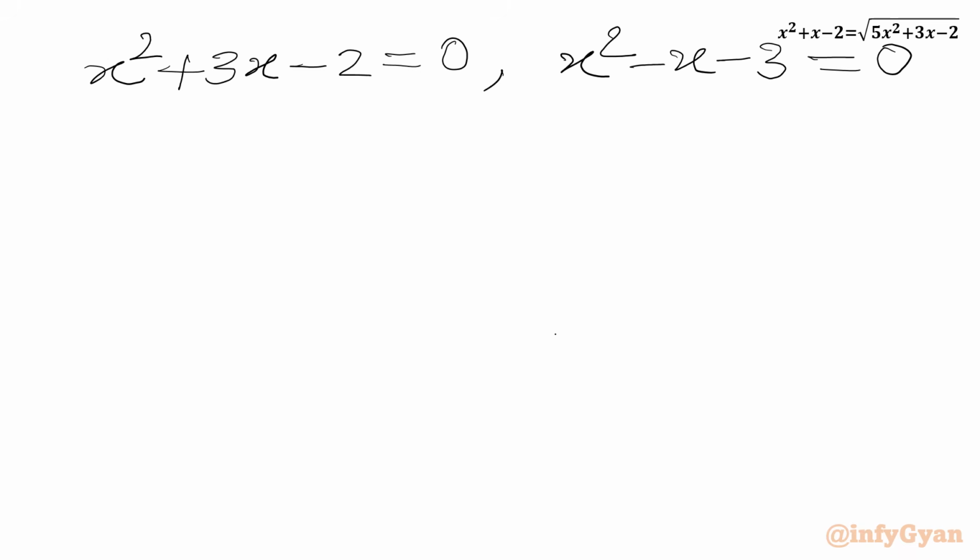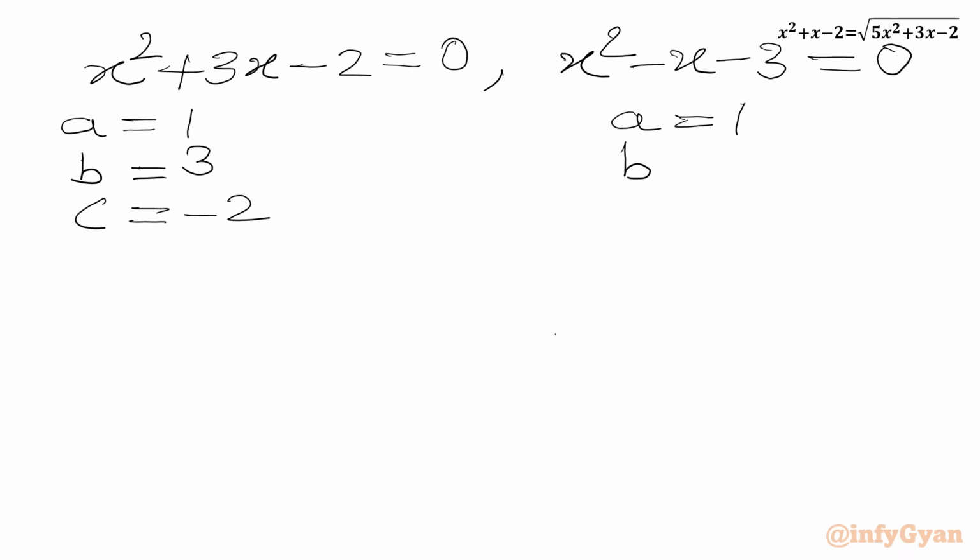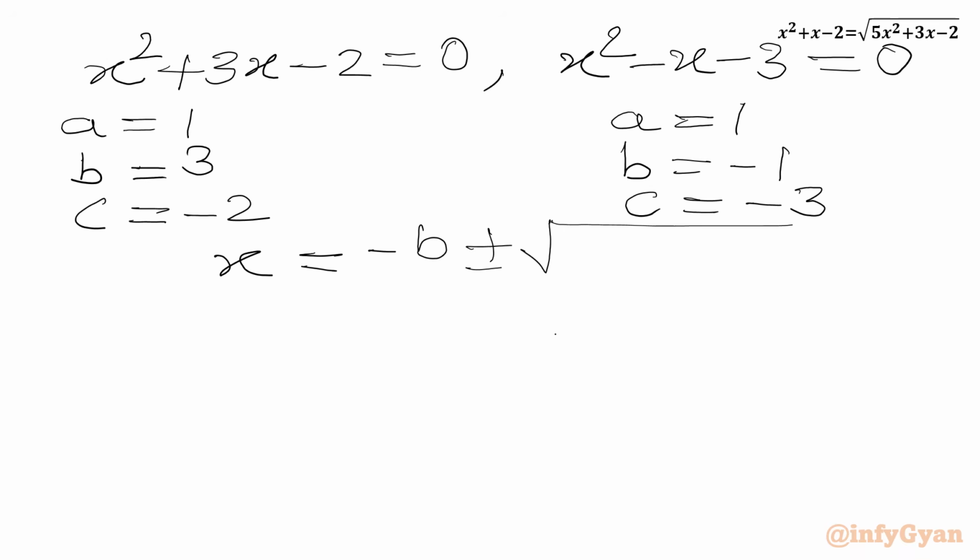Now both equations are quadratic. We can use the quadratic formula. So we will write here a value equal to 1, b value equal to 3, c value equal to negative 2. Here we will write a equal to 1, b equal to minus 1, c equal to minus 3. And we are going to use the formula x equal to minus b plus minus square root of b square minus 4 times ac over 2 times a.